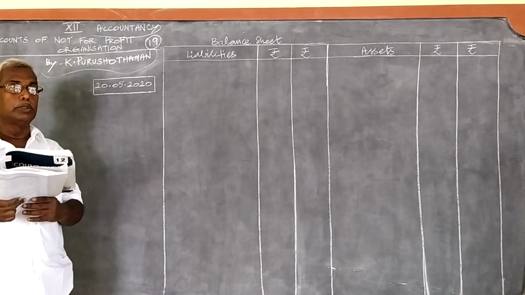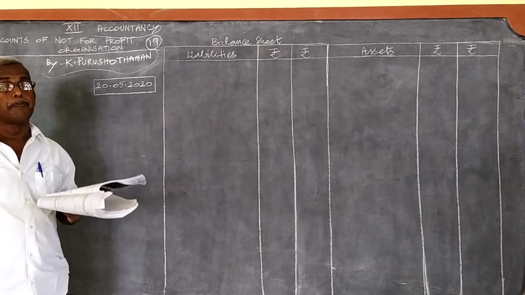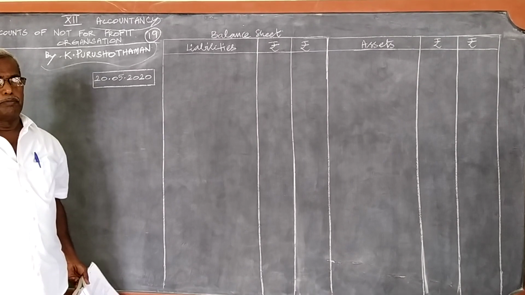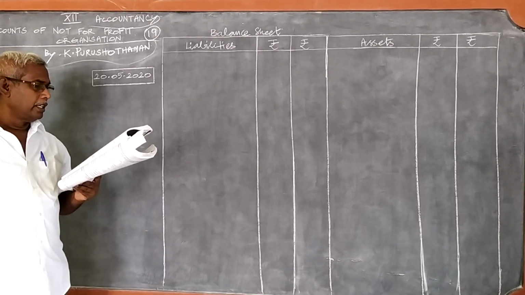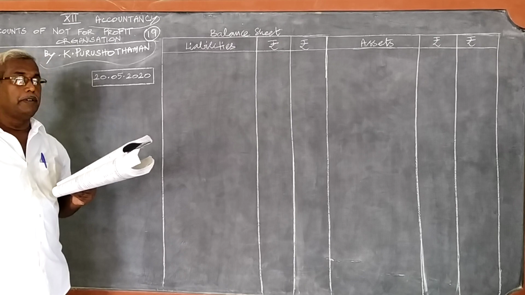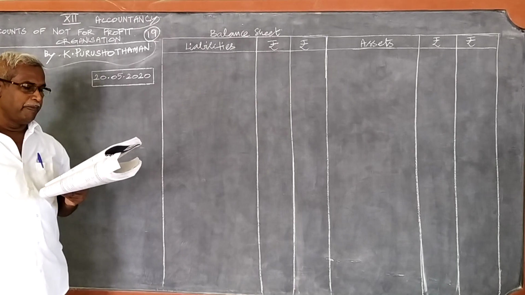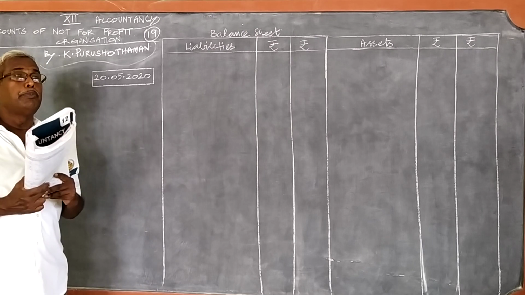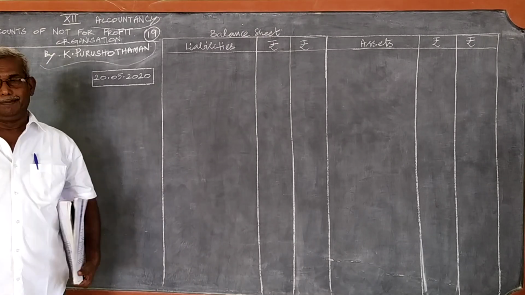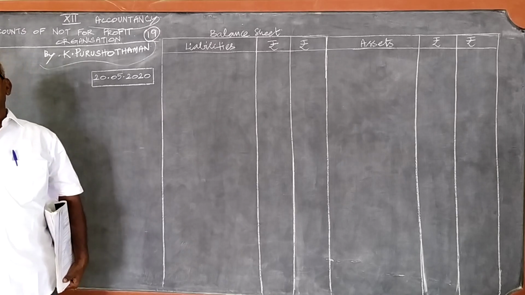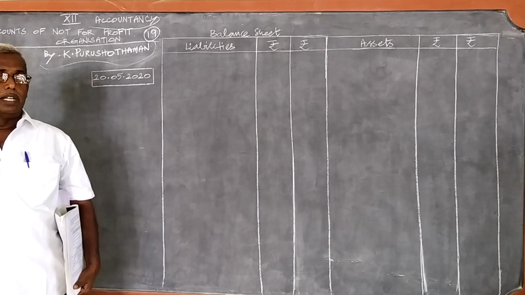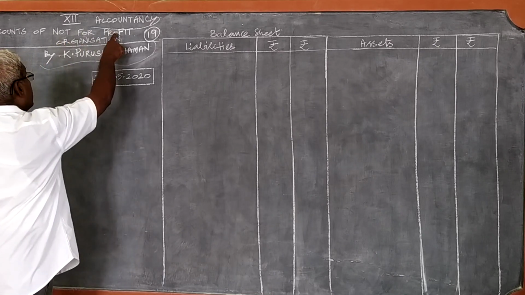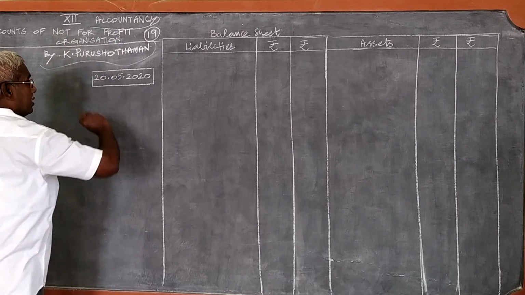Now we are passing on to problem number 19. Problem number 19: Compute capital fund of Salem Sports Club as on 1/4/2019. Compute capital fund. This is the chapter we are going through: accounts of not-for-profit organization.